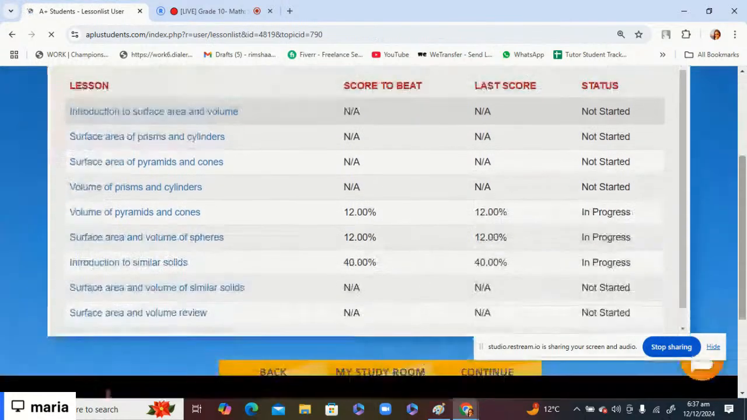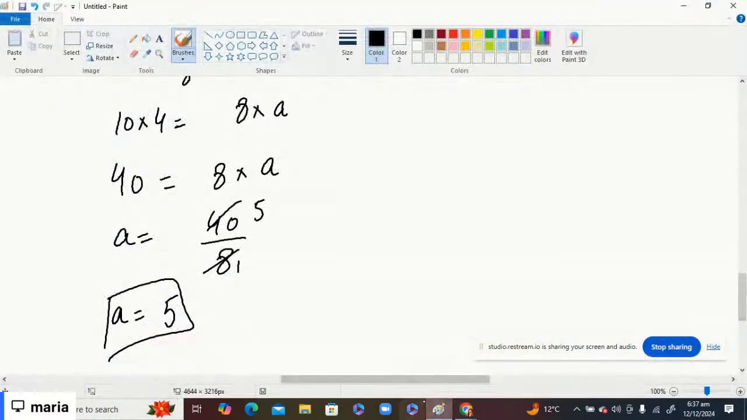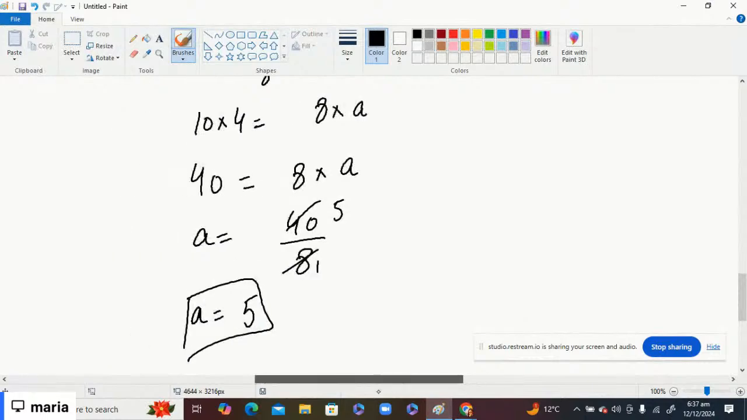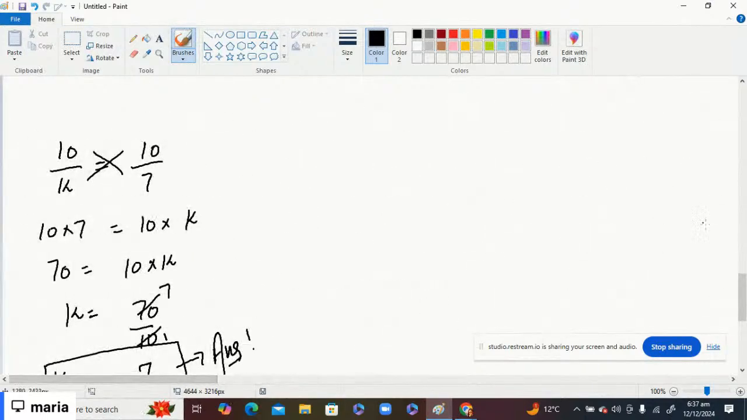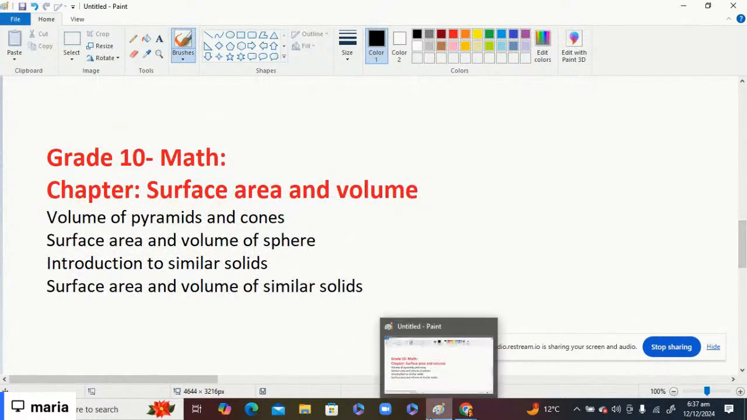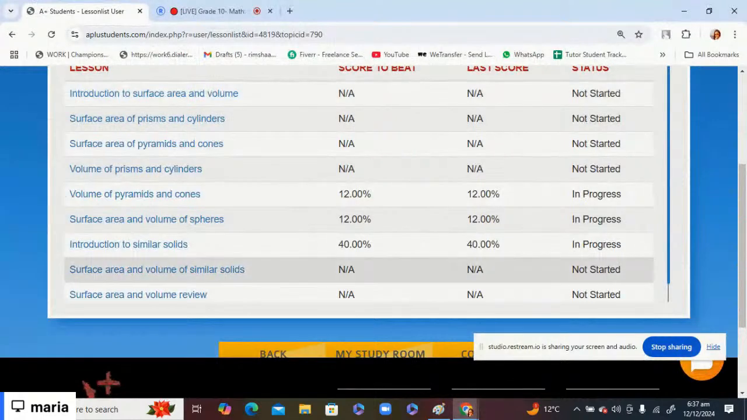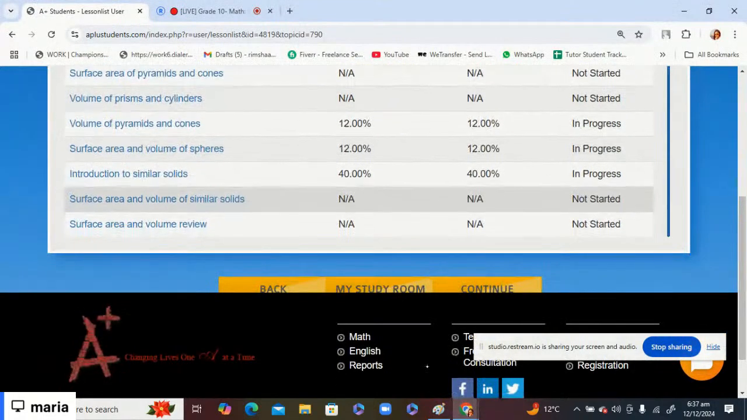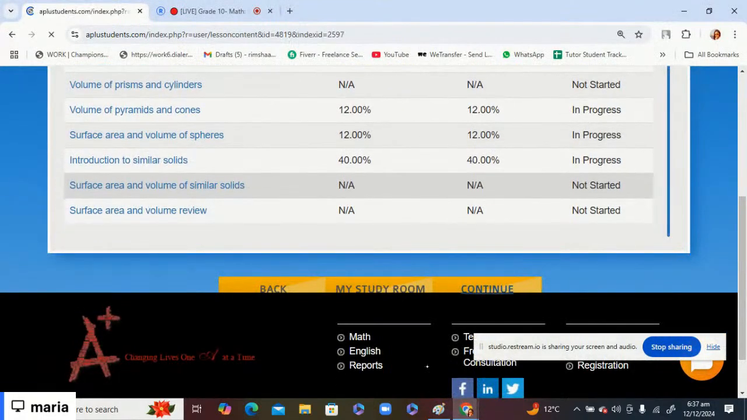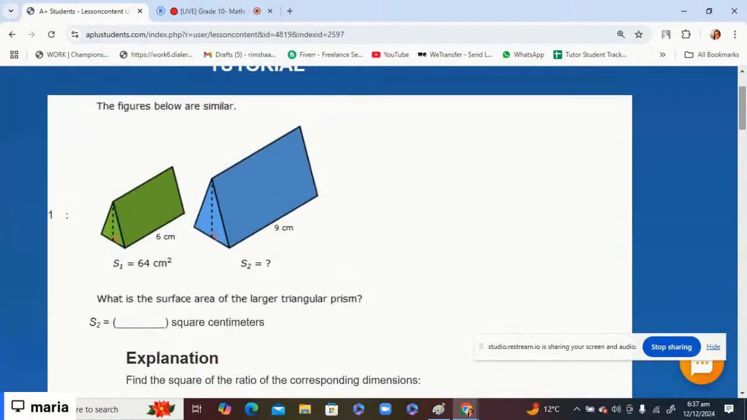Now let's discuss the last lesson of the day, which is surface area and volume of the similar solids. Okay, this one. So the chapter is completed. The figures below are similar. This is the S1 and that is the S2.